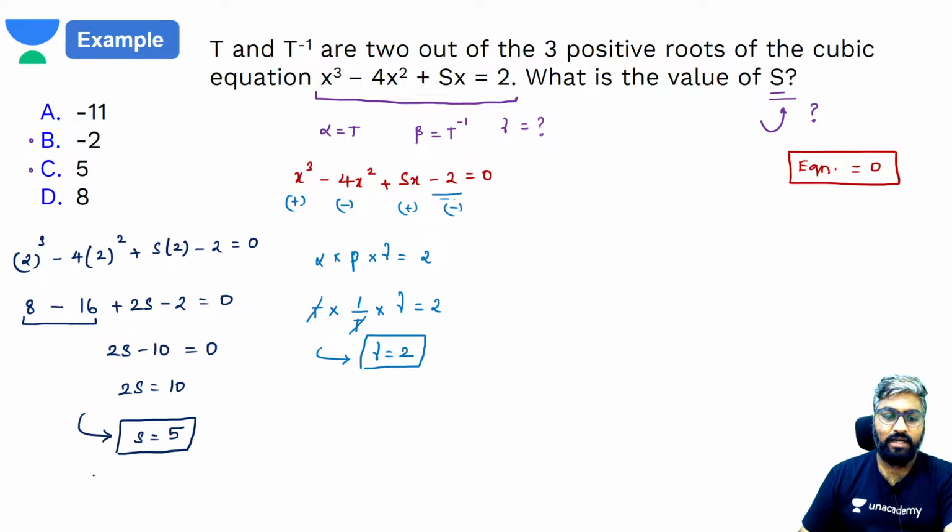Say yes if you've understood this, guys. Minus 2 is wrong, 8 is wrong, minus 11 is wrong. The answer is 5.